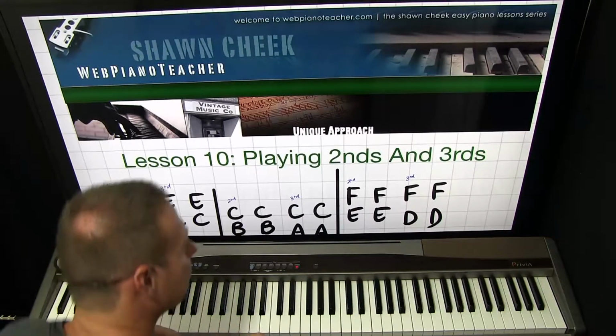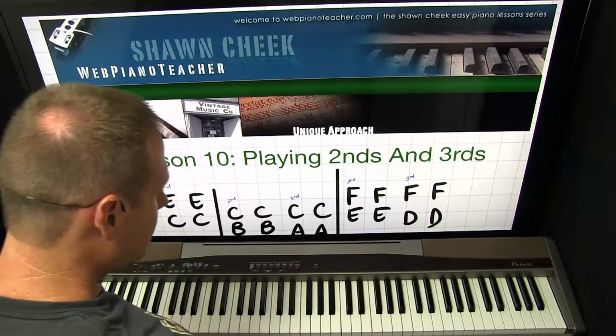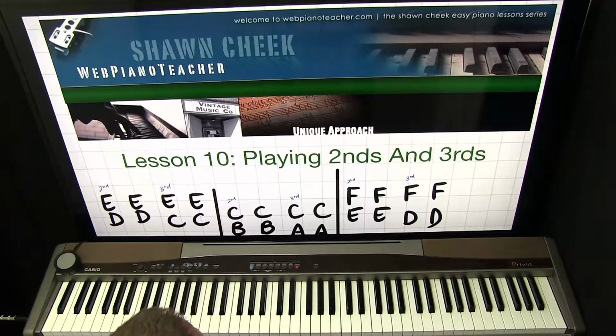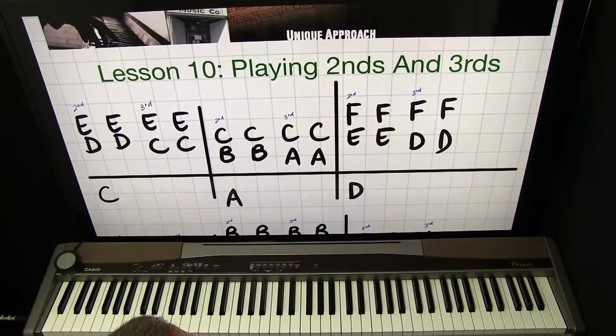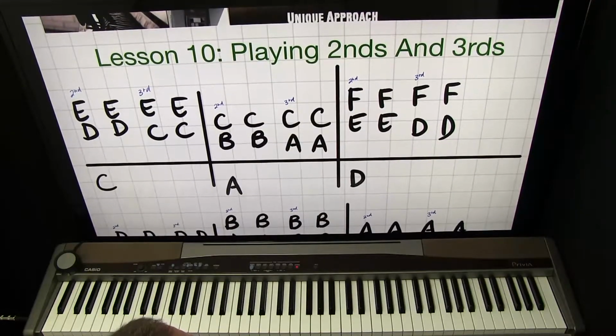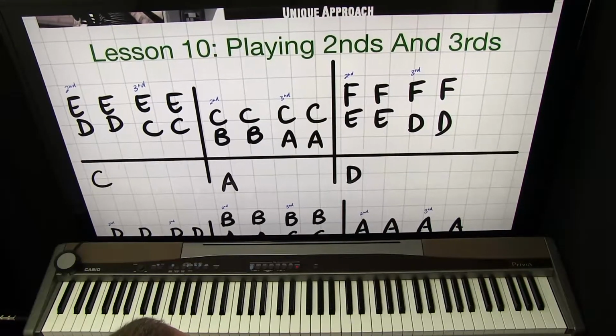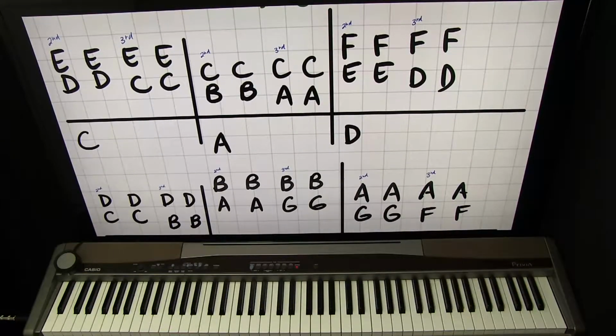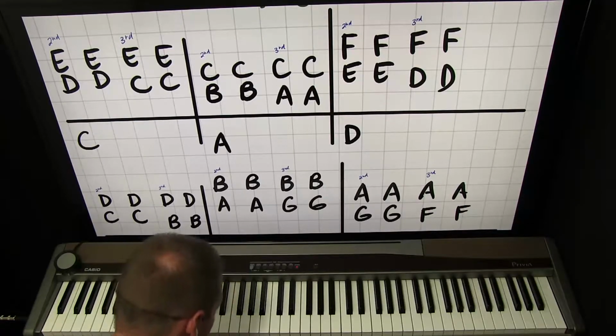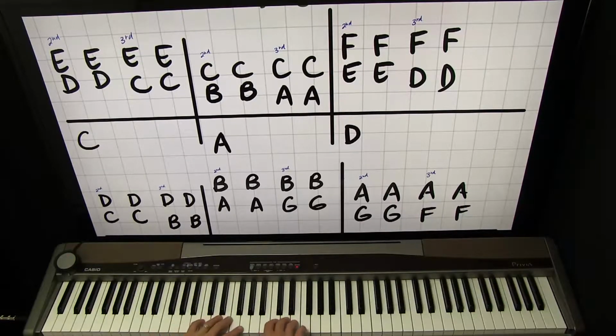There we go. Hello everyone, I'm Sean Cheek from WebPianoTeacher.com, and let's take a look at what we're doing with this. I wrote this little piece to help us with our seconds and thirds, and yes, it probably sounds like hundreds of other things because many songs use the seconds and thirds in that way. So it's not written to try to be something different. It's just written to help you to start adding seconds and thirds to your playing.